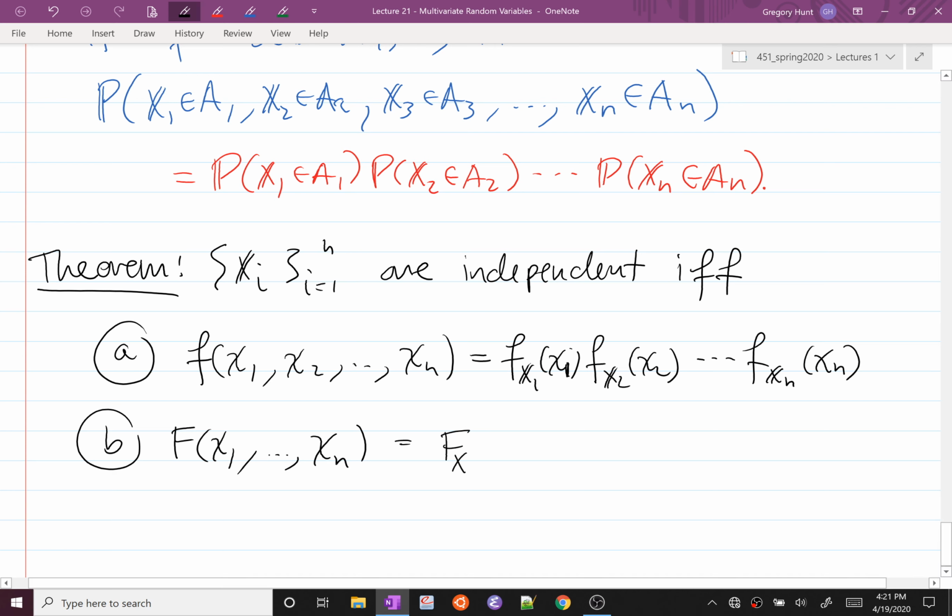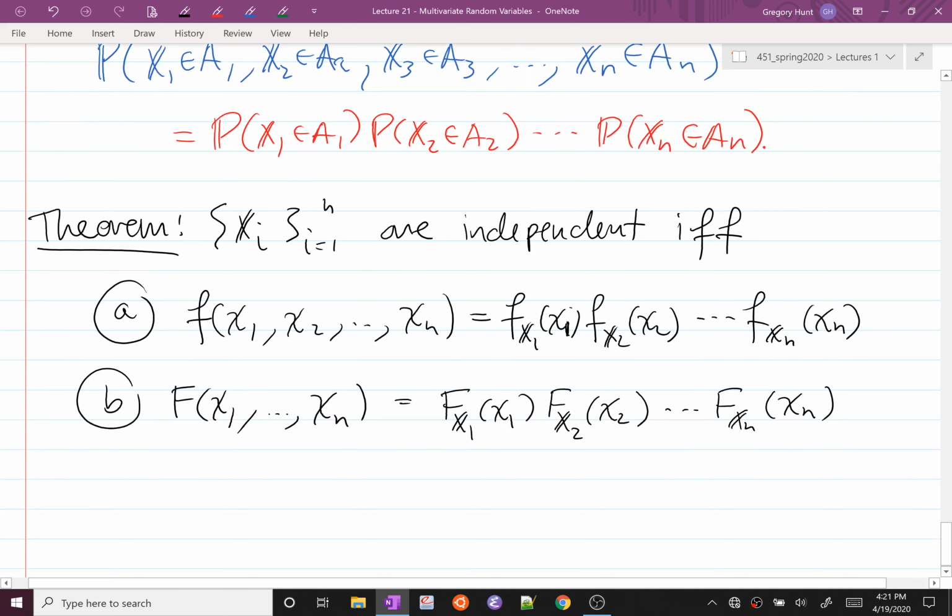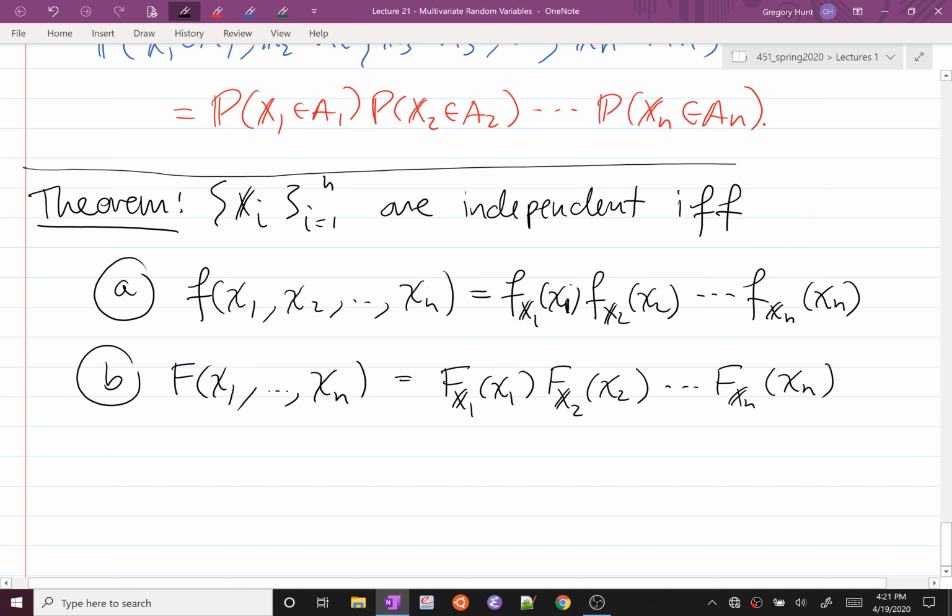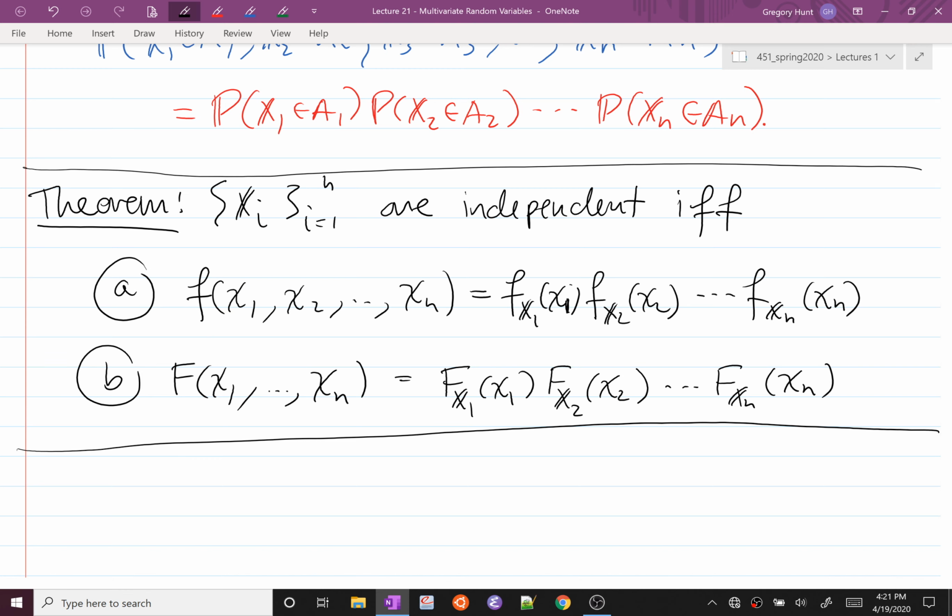We could also do this: the joint CDF, which is just the probability that they're all less than or equal to their respective values, if we can factor that as the product of the marginal CDFs, that's an equivalent characterization of independence. So that's the more practically useful thing. And typically we use A. We typically don't tend to talk a lot about joint CDFs.